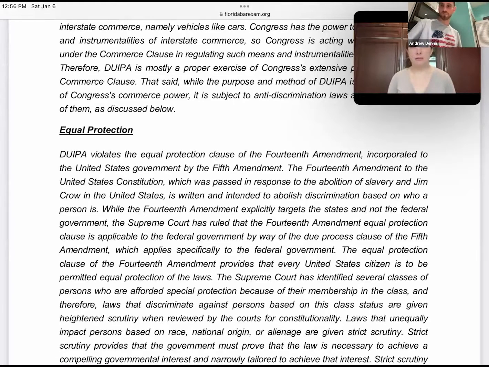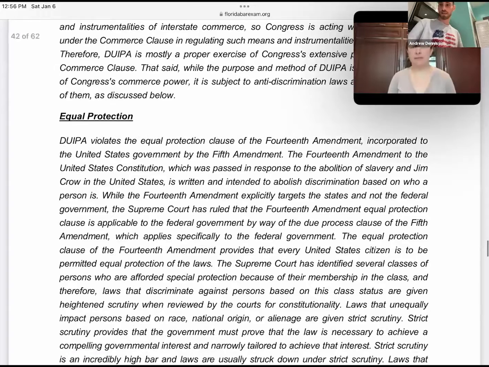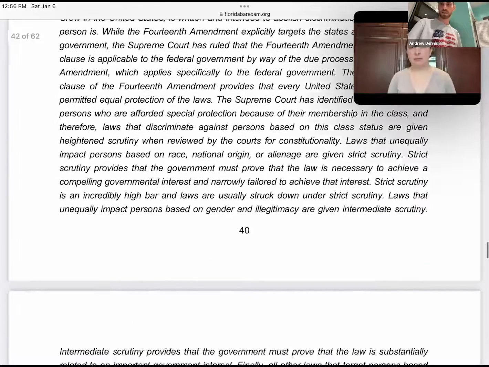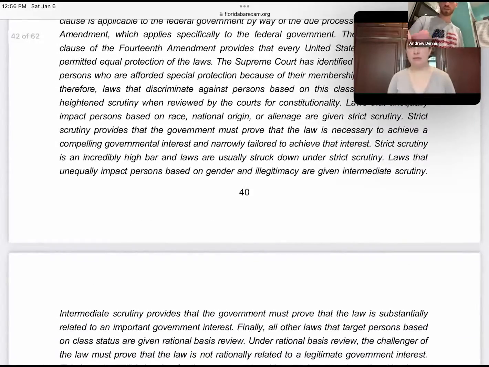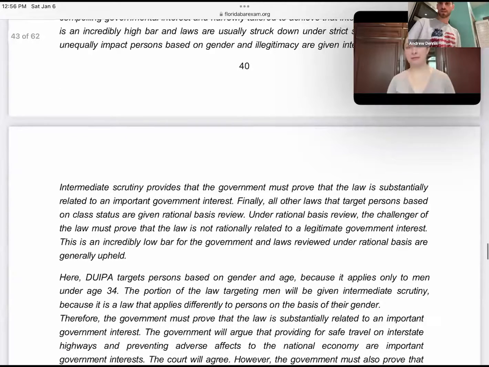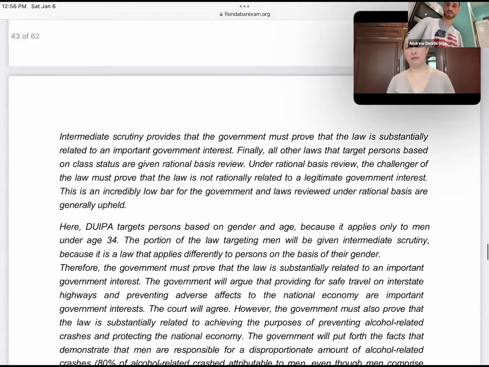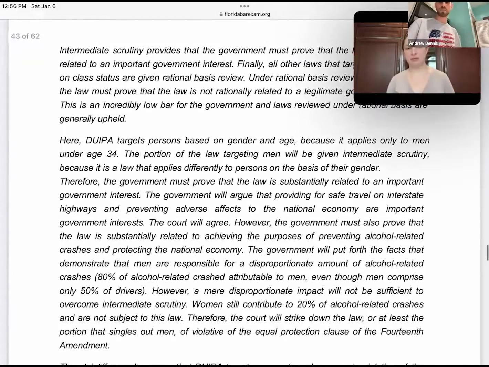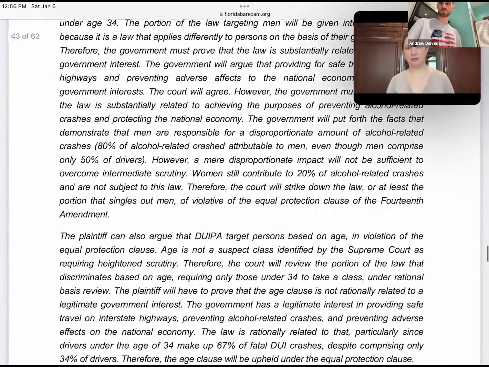So equal protection, suspect classes: race, alienage, national origin, right? Laws that unequally impact persons on gender or illegitimacy are given intermediate scrutiny, and such. Ooh, targeting men under age 34. I am 34. This doesn't even target me. But that would be intermediate scrutiny because it's targeting men, right? We can understand scrutiny levels.